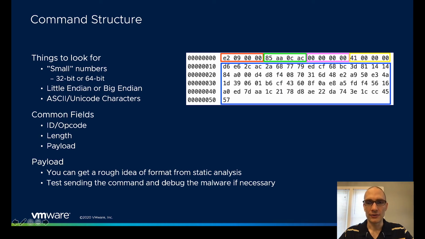You can start to play around and test like you were almost a QA department, sending a command and seeing, well, what happens when I don't send any data? What happens when I send data that's too big? What happens when I send data that looks like this? And it will let you start to understand better how the malware handles the data that's coming in over the network. How is it decoding it? How is it interpreting it?